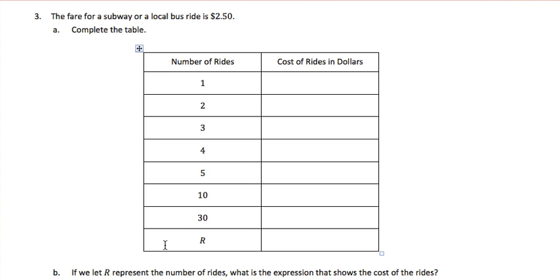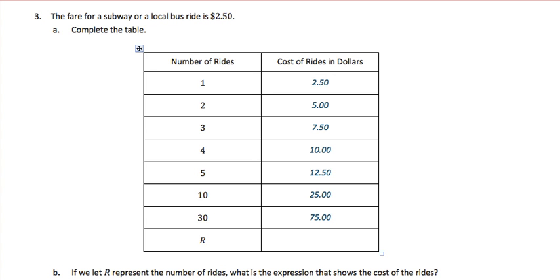Example 3. The fare for a subway or a local bus ride is $2.50. We're going to complete the table. If there's one ride, $2.50. For 2 rides, $5. 3 rides would be $7.50. 4 rides is $10. 5 rides is $12.50. 10 is $25. 30 is $75.